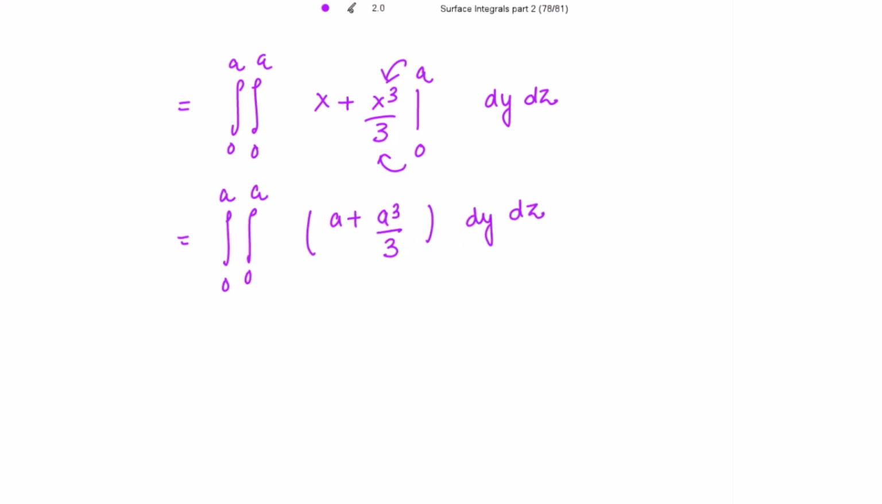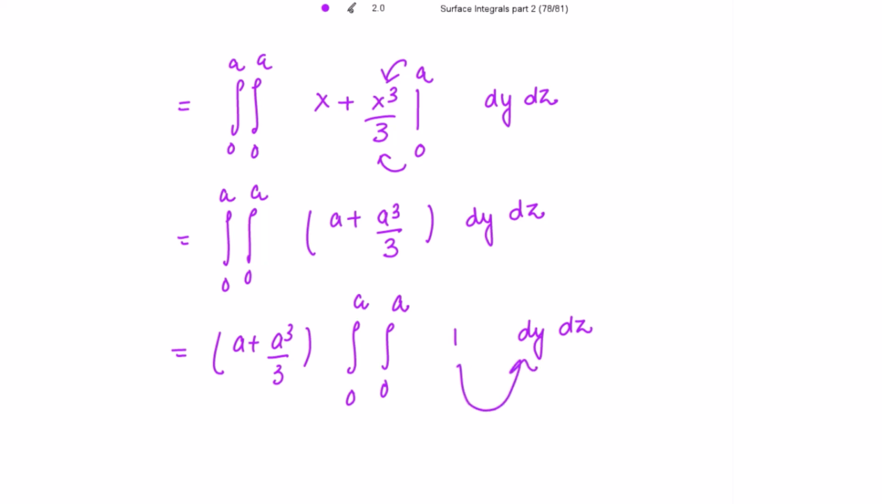And now this integrand is a constant. We can take this outside of the integrals. And integrating 1 with respect to y now, so that is y with limits from 0 to a, dz. Putting the upper limit, we get a minus lower limit 0. So this becomes a. So a is again a constant. We can take this outside of the integral.